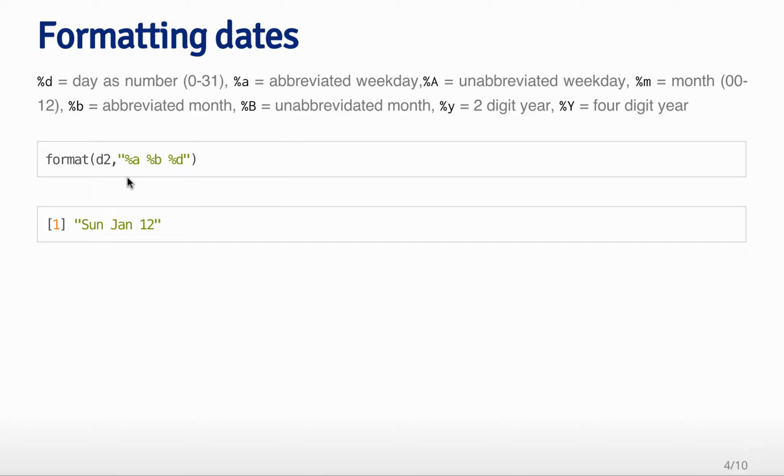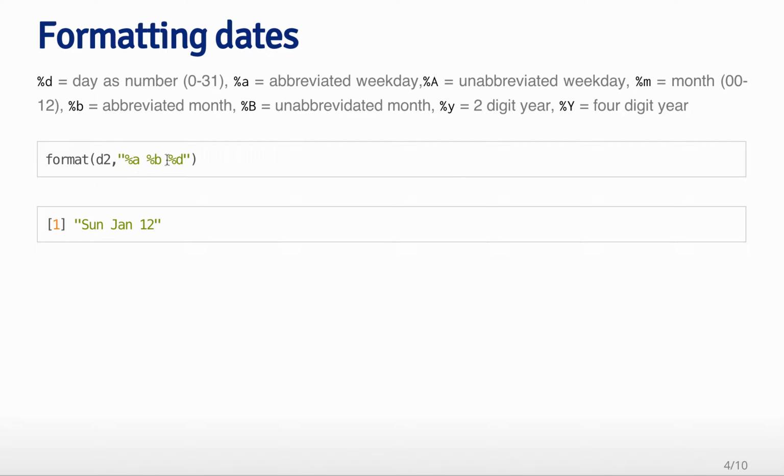So the first thing that we might want to do is reformat that into a different format. So for example, we would use the format function. We would apply it to that date. And then we would say we would like to see the abbreviation for the day, the abbreviation for the month, and then the actual date that you've seen. And so that gives you Sunday, January 12th, just like this.